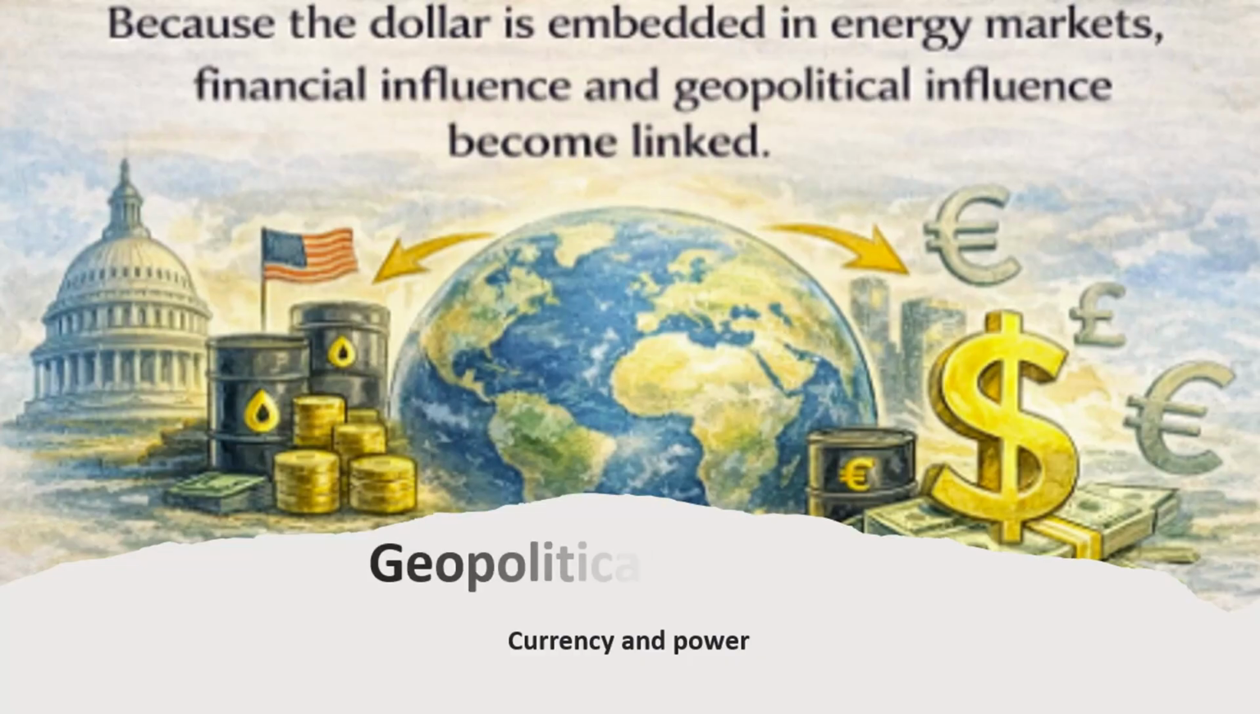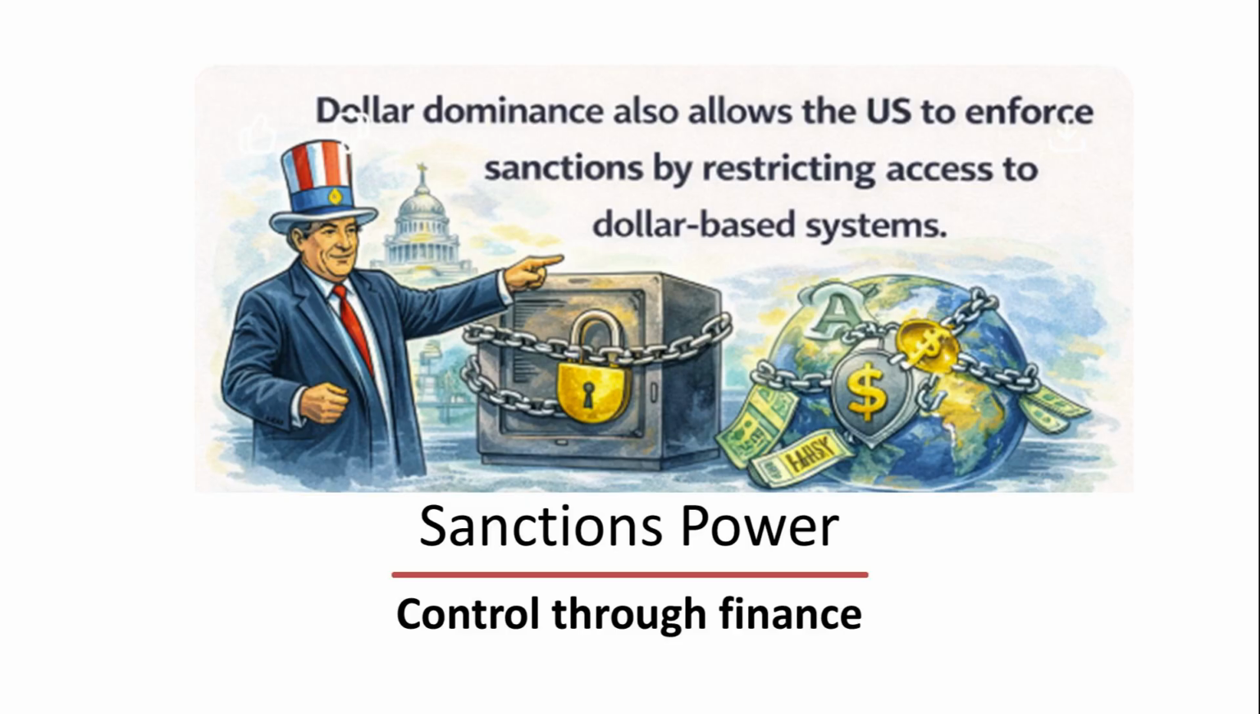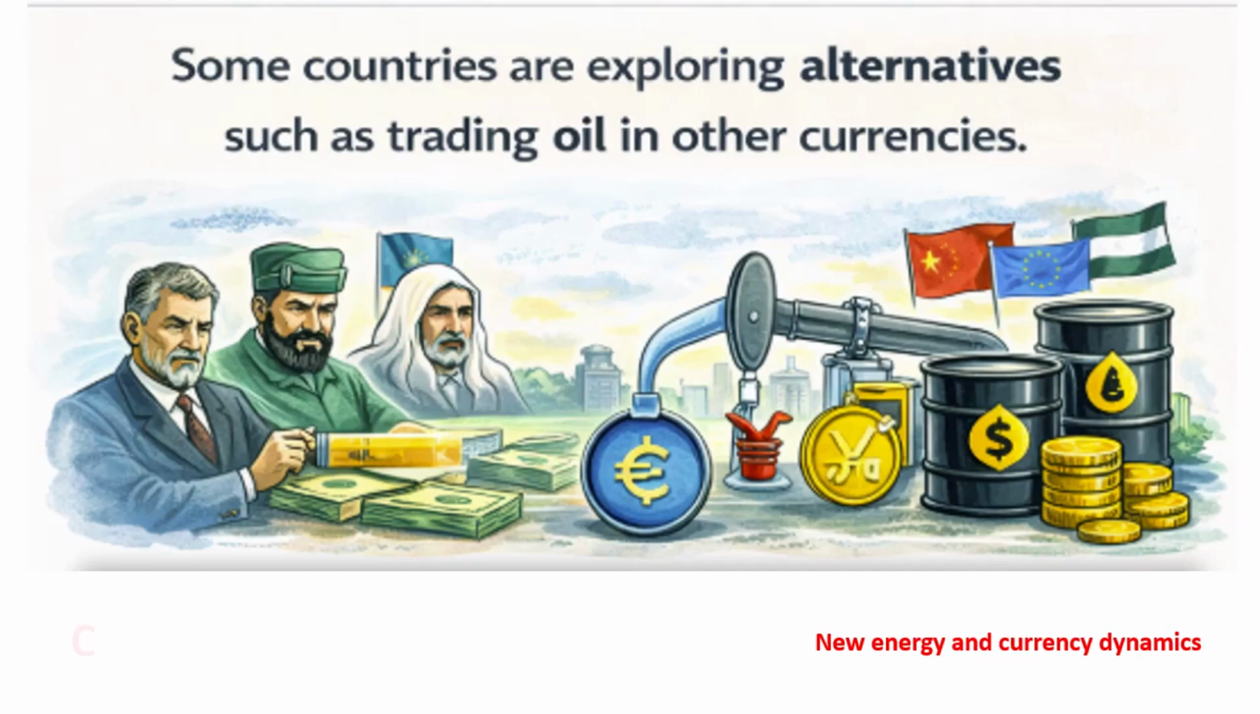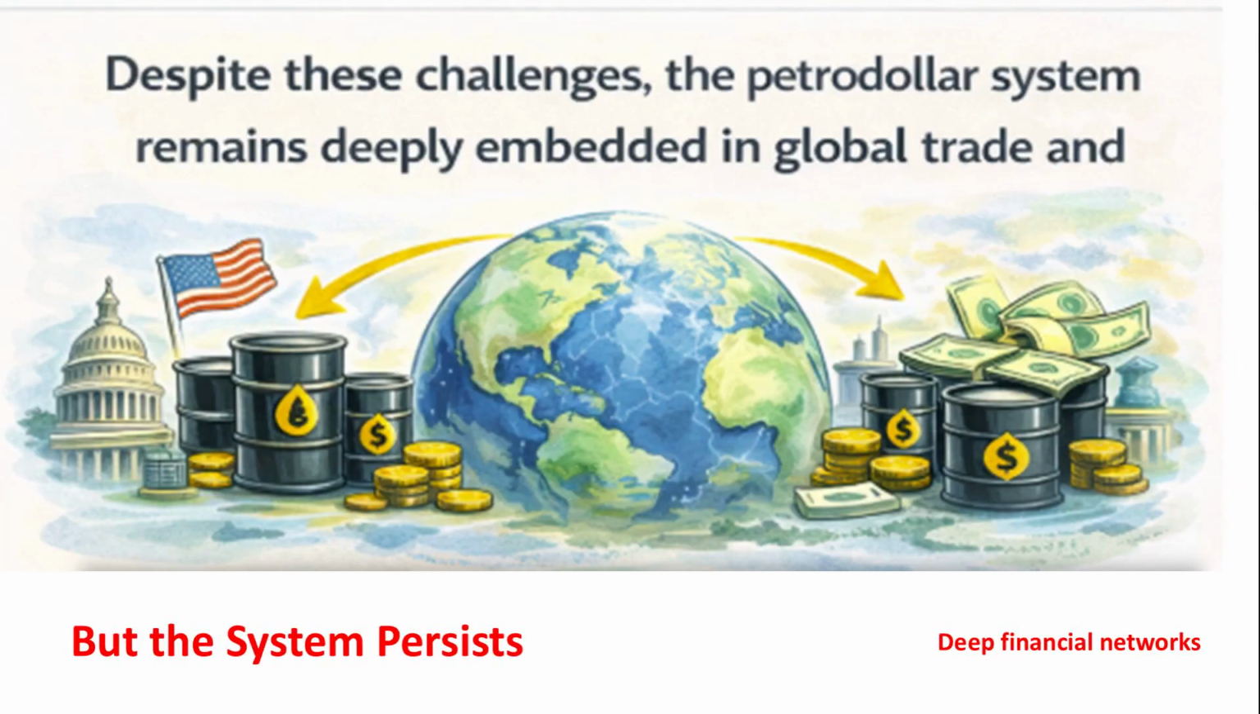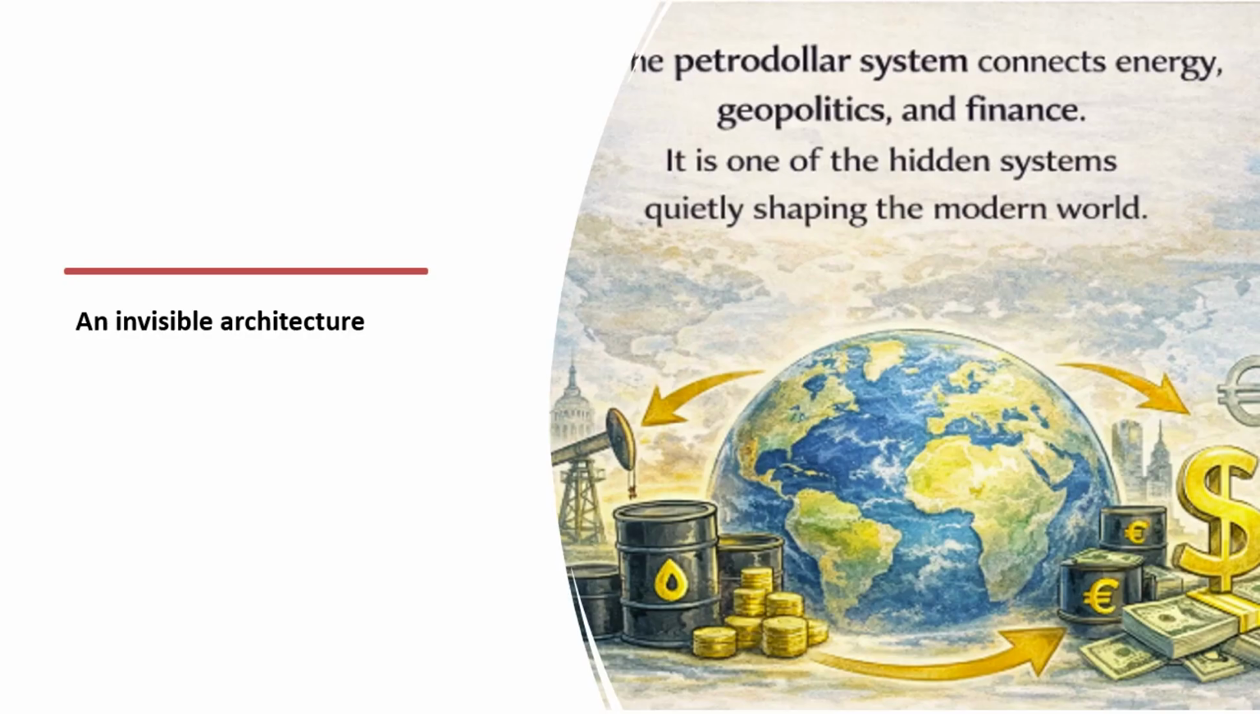Because the dollar is embedded in energy markets, financial influence and geopolitical influence become linked. Dollar dominance also allows the US to enforce sanctions by restricting access to dollar-based systems. Some countries are exploring alternatives such as trading oil in other currencies. Despite these challenges, the petrodollar system remains deeply embedded in global trade and finance. This is why the petrodollar system connects energy, geopolitics, and finance. It is one of the hidden systems quietly shaping the modern world.